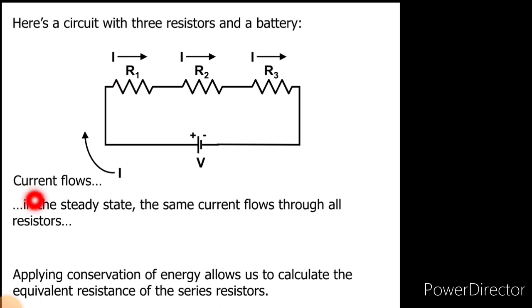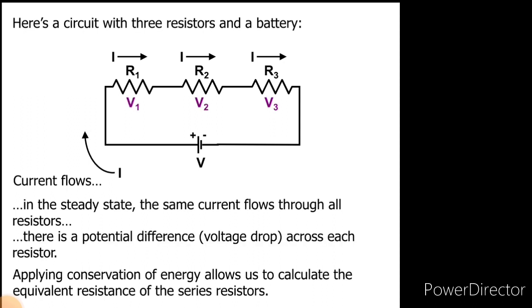Now, in the steady state, the same current flows through all resistors. So, mapapansin nyo, okay, papasok yung current natin dito sa R1. Kung ano yung current na pumasok sa R1, yun din ang current na papasok sa R2, at yun ang current na papasok sa R3. Okay? So, applying conservation of energy allows us to calculate the equivalent resistance of the series. So, however, kahit pare-pareho ang kanilang current, there is a potential difference or voltage drop across each resistor. So, magkakaiba rin sila ng voltage.